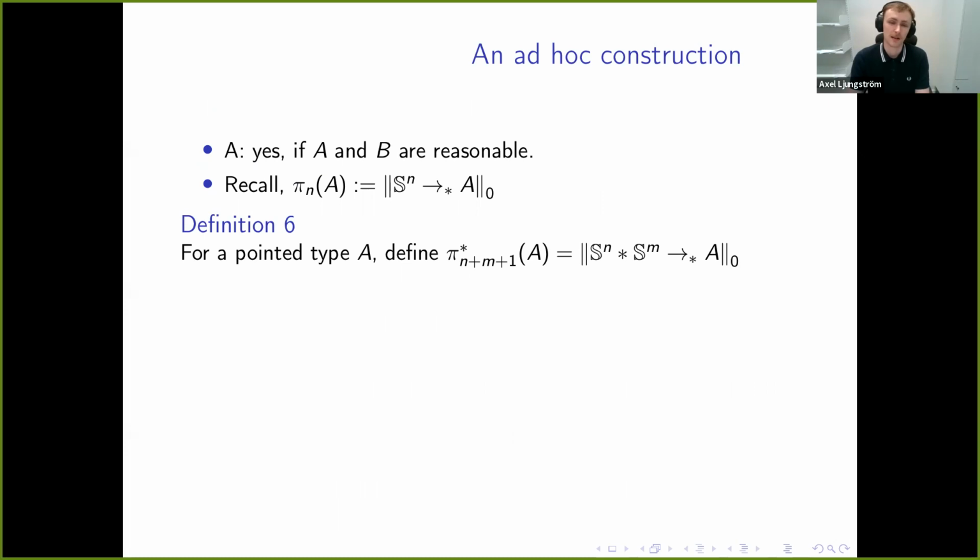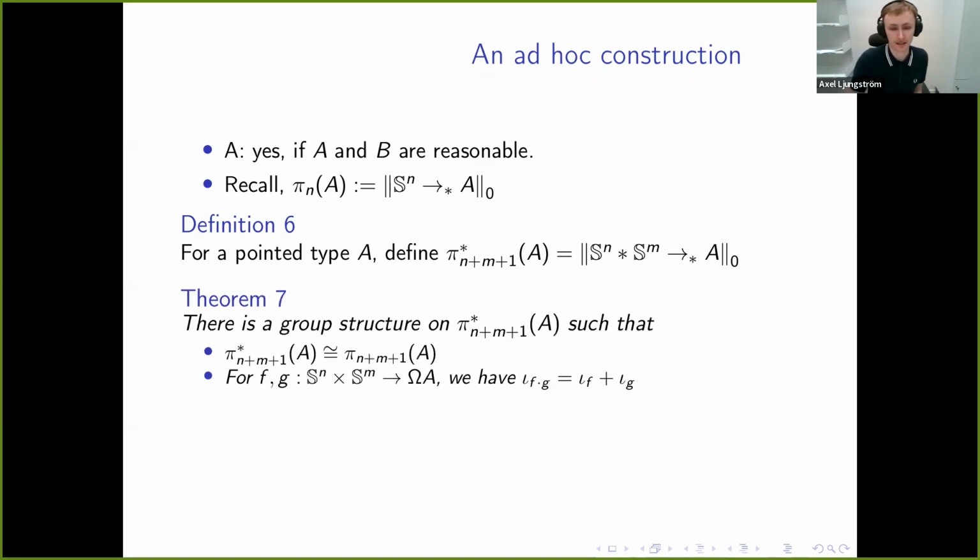So in particular, when A and B are spheres. Just first recall that the nth homotopy group of a type A is the set of pointed maps from the n sphere into A. Now we're going to create this super ad hoc version of homotopy groups. So for n and m, I'm going to define the n plus m plus 1 homotopy group of A with a little star here, so it's from the join. So instead of doing it from Sn into A, I'm going to do it from Sn join Sm into A. There's a reason for this, I promise.